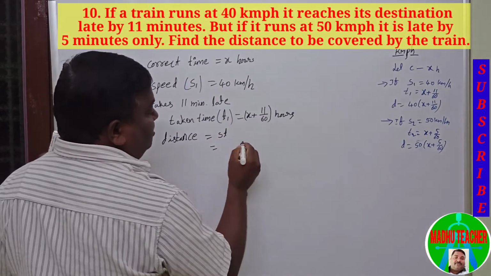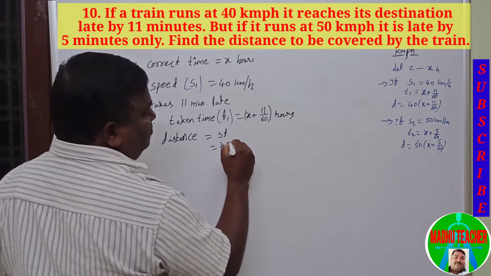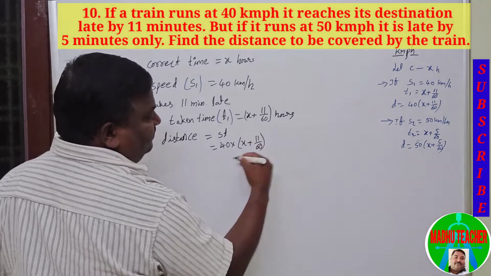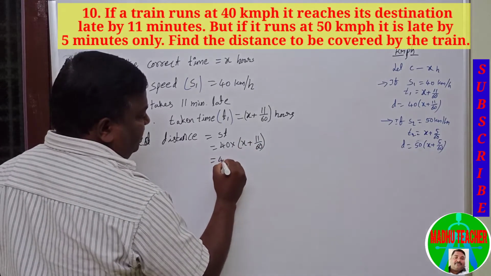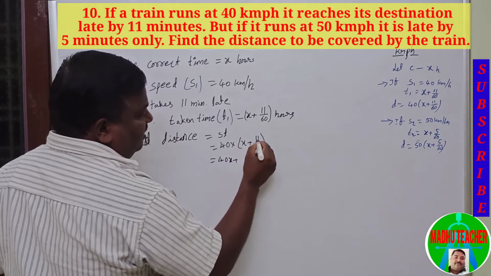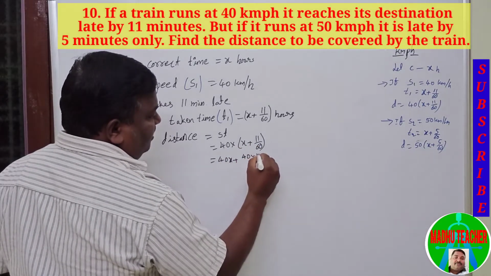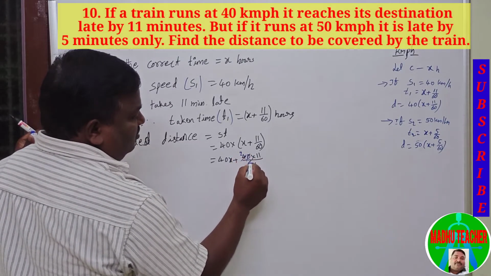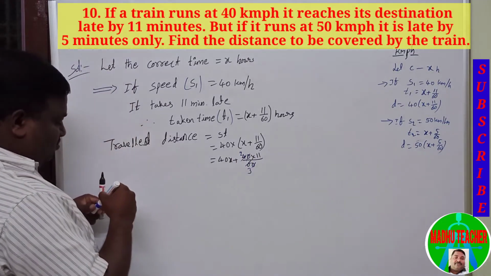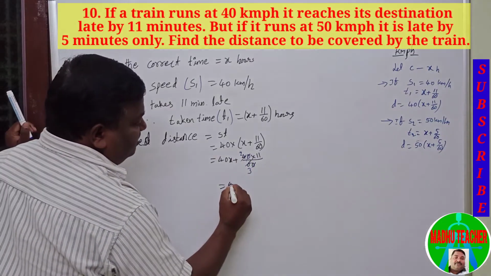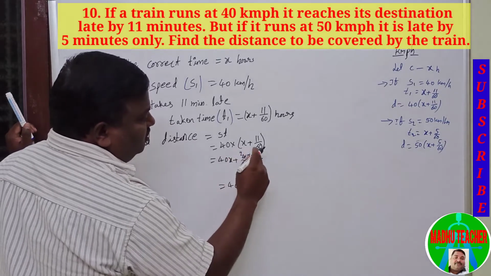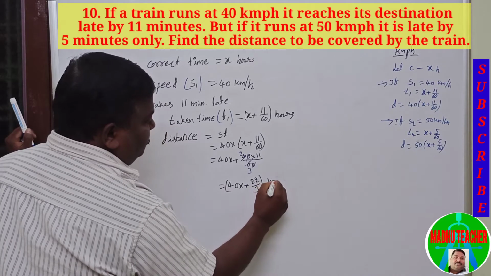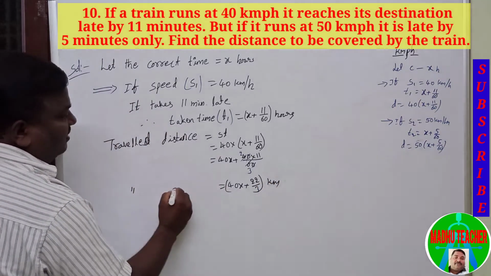So that equals speed, 40, into time, x plus 11 by 60. So that equals 40 into x, 40x plus 40 into 11 by 60. The zeros get cancelled; 2 2s are 4, 2 3s are 6. So that equals 40x plus 22 by 3. So it is in kilometers, the traveled distance.